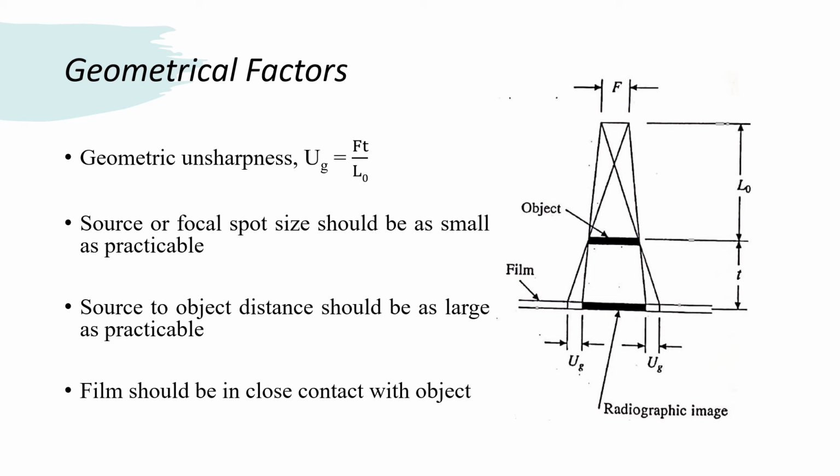The film should be in close contact with the object. And source location should be such that the radiation passes through the minimum object thickness. This is the geometrical factors.